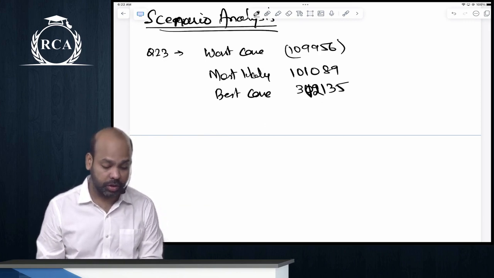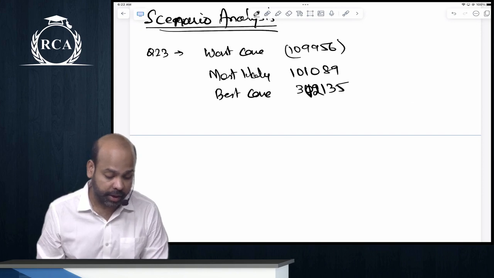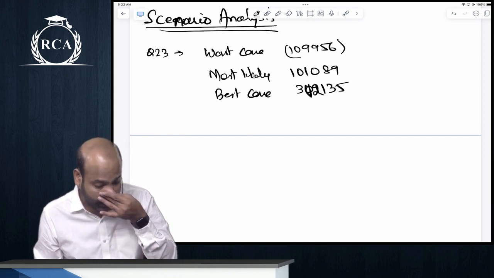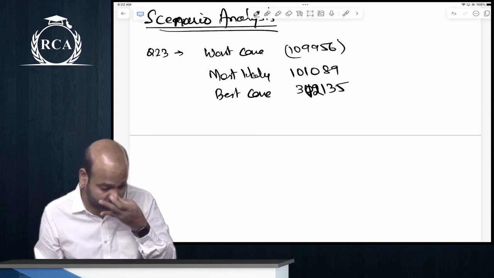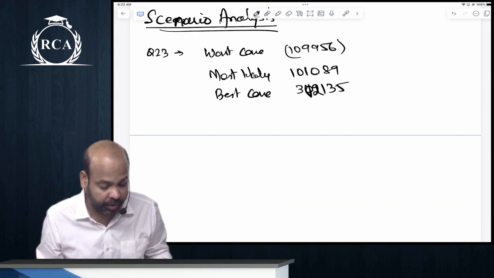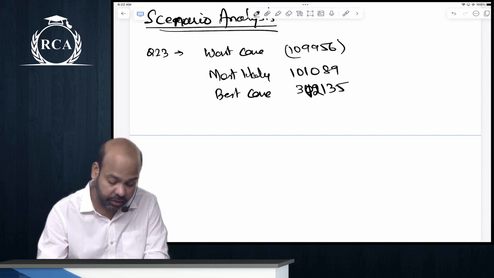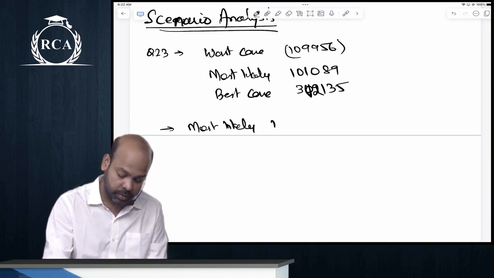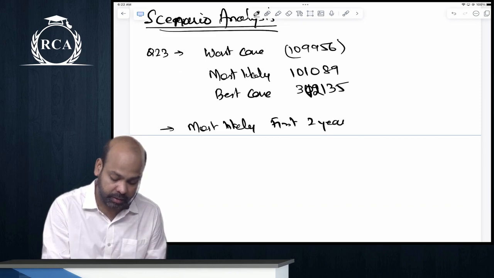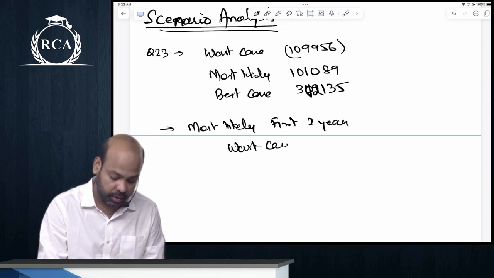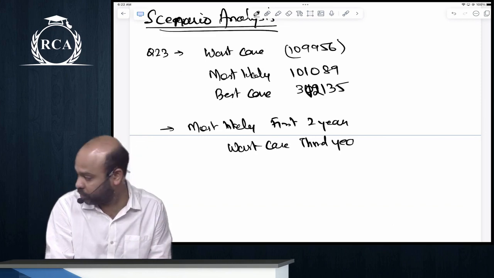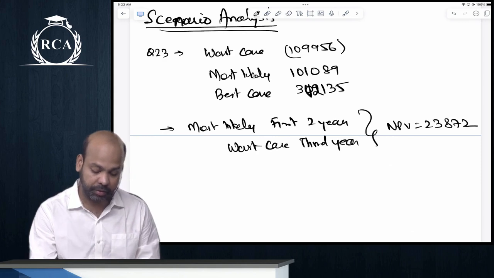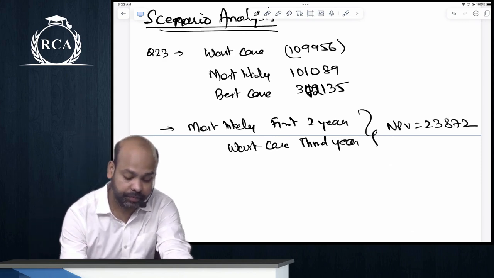Now what will be your conclusion? Another one: if XYZ is certain about the most likely result in the first 2 years but uncertain about the third year's cash flow, analyze what will be the NPV expecting the worst case scenario in the third year. So we have most likely for the first 2 years, and then worst case for the third year. What will be the NPV here? 23,872. Even then the NPV is positive.